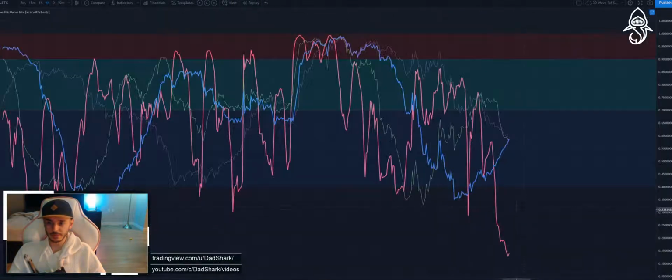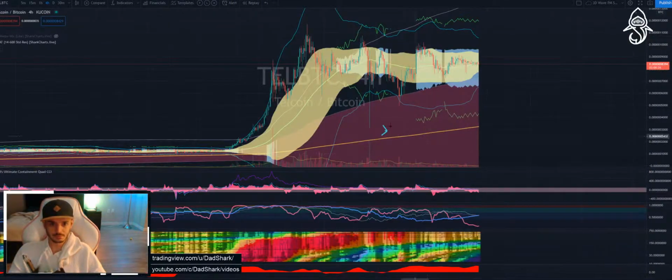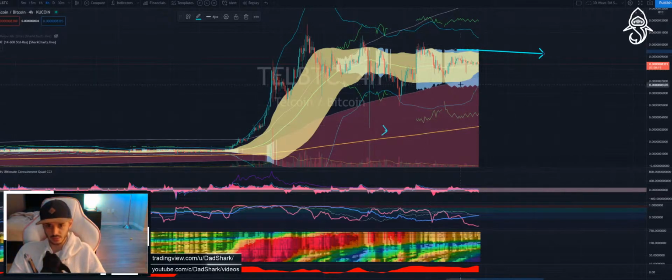Same story. 4 hours completely compressed. There's no implied direction yet. So it's either trend continuation or mean reversion, just depending on whether or not we go up above the 1.25 standard deviation of the 160 period.